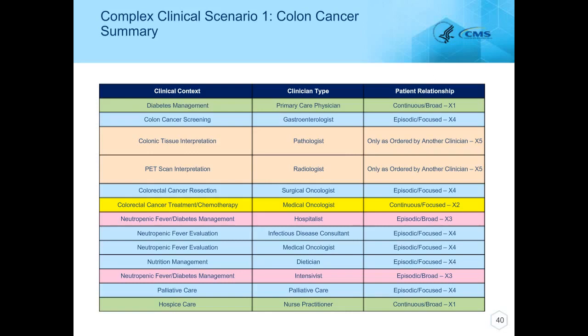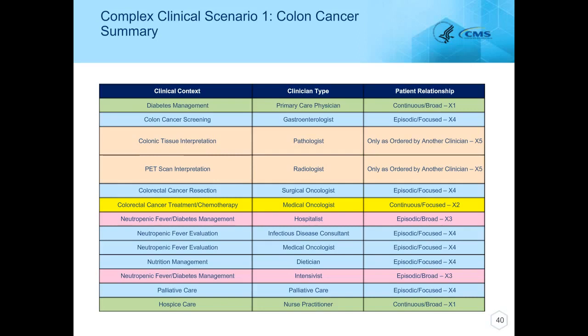So we wanted to provide a summary here with the many types of clinicians in the middle column. We've given the clinical context on the left-hand column to demonstrate the type of management that is occurring for that patient scenario. And then on the far right-hand column, we've got the patient relationship we've described, whether they be X1 through X5. So at this point, we'll also pause to read a few questions that we received from the question and answer box. I'd like to turn it over to the rest of the team to read out any questions.